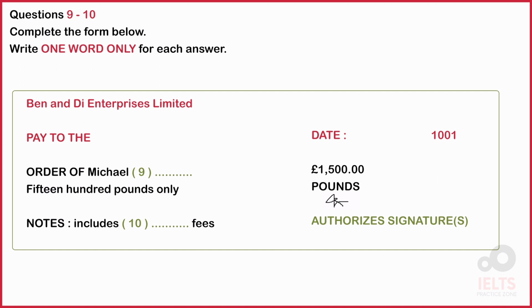£1,500, please. £1,500? Yes, that's including my consultancy service fees. Oh, I almost forgot about that. Let me make a note here on the cheque. Includes consultancy fees. Now we're almost done.